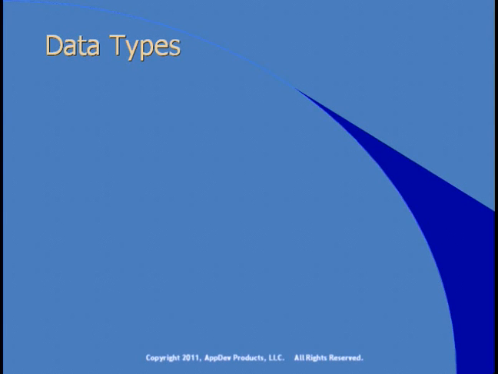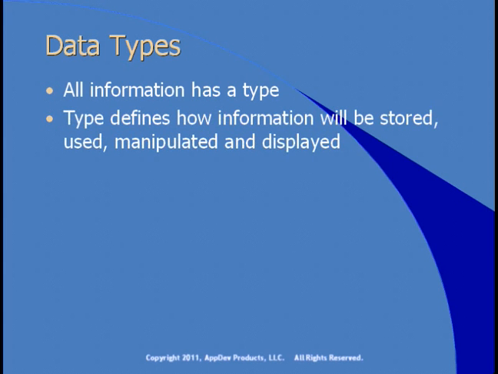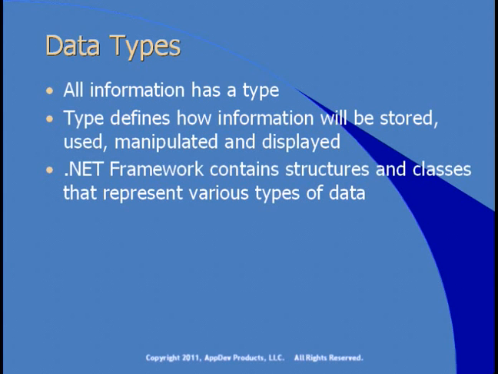Variables have three components. They have a name, they have values, and they have data types. In fact, all information has a type, and the type defines how the information will be stored, how you'll use the information, how you can manipulate information, and how you can display it. So depending on the type you declare a variable, that determines a lot of the ways on how you will use that variable. The .NET framework contains structures and classes that represent all of the various types of data, whether it's numeric data, or string data, or date or time data. It's all defined in the .NET framework.